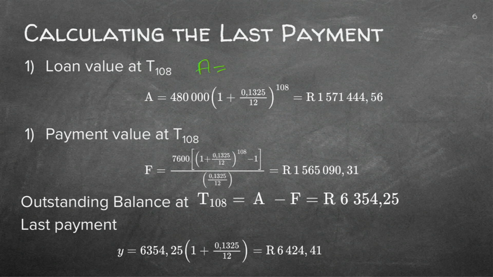A is equal to P(1 + i)^n. If this makes more sense to you, it's also possible to use this one. It's also as easy. You use the normal A formula for the whole 108 months, and then you get this amount. This is what you actually now owe the bank. But now how much did you pay the bank? Then you use the F formula.